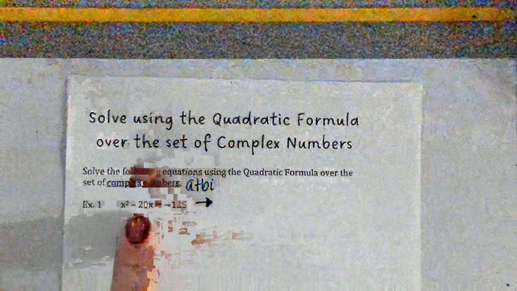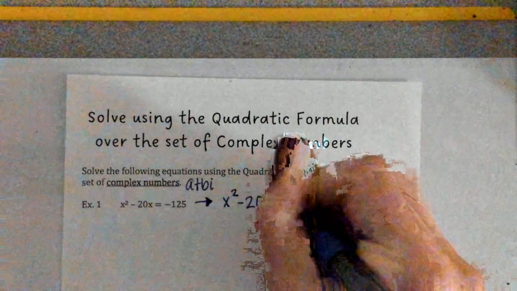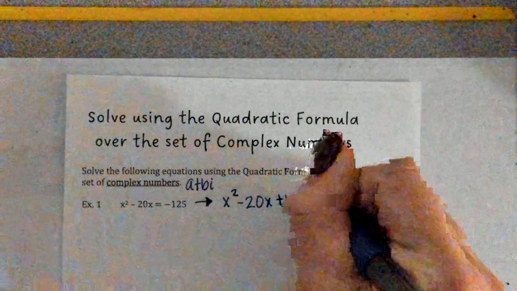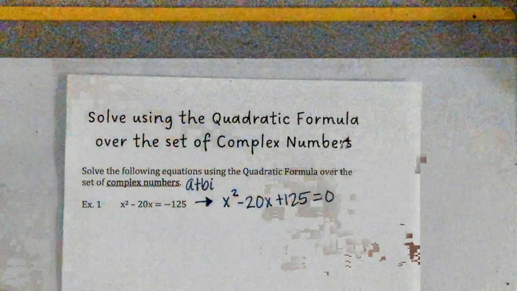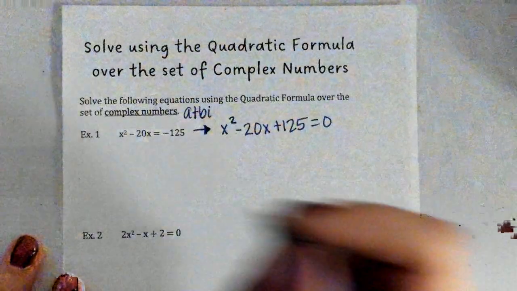So we're going to move the 125 over. So we have x squared minus 20x plus 125 equals 0. Okay. All right, now we can plug into the quadratic formula.